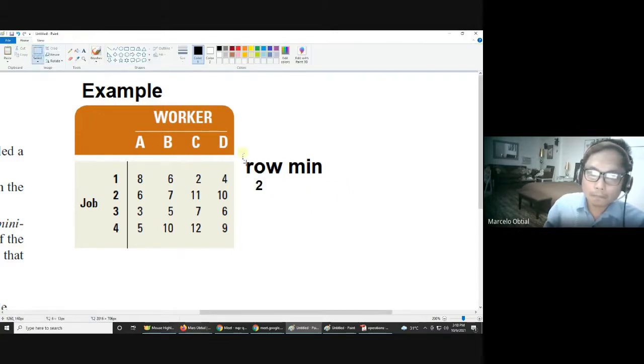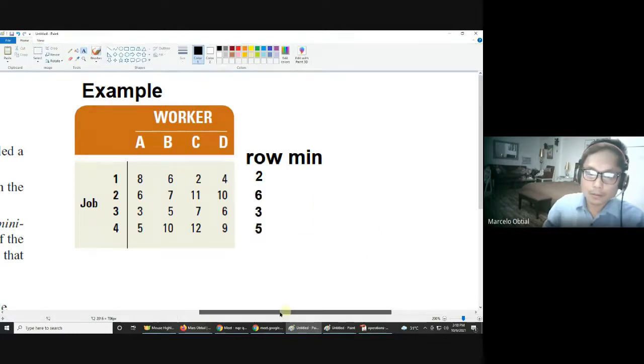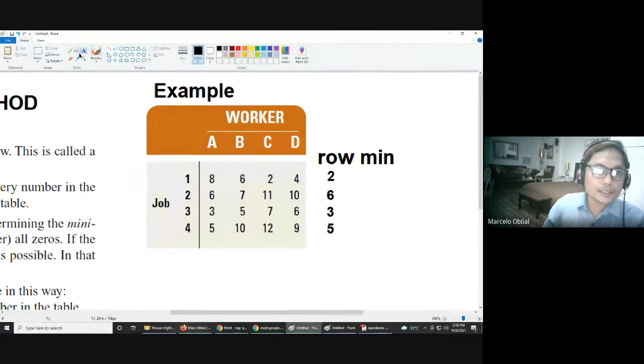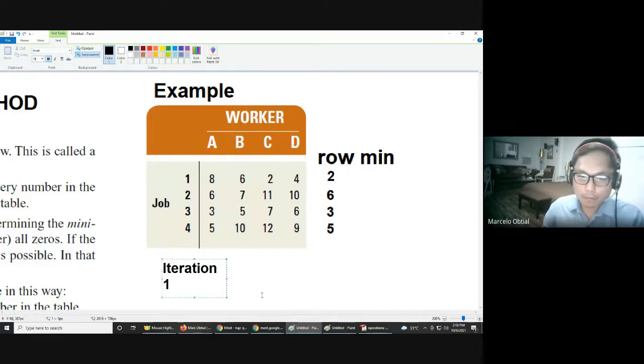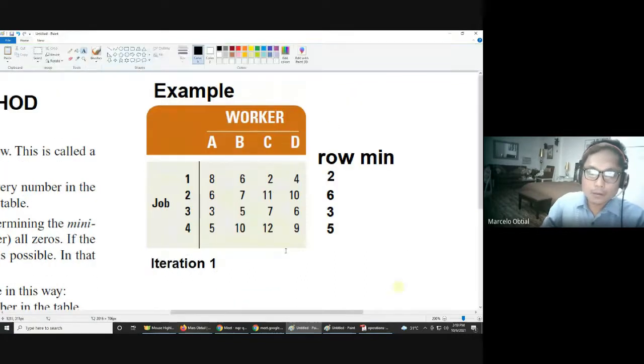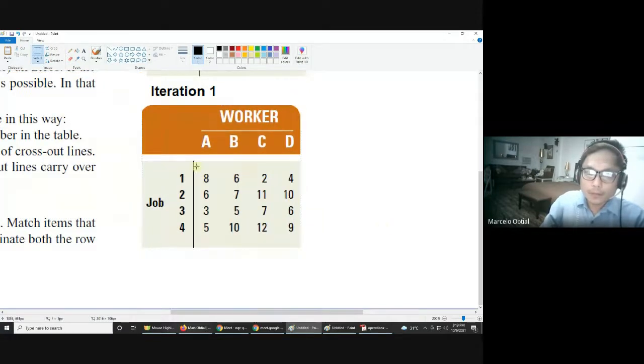Row minimum here is 6, 3, and 5. Okay. Now, let's proceed with the first iteration. I will copy this, paste here, and I will omit this one.